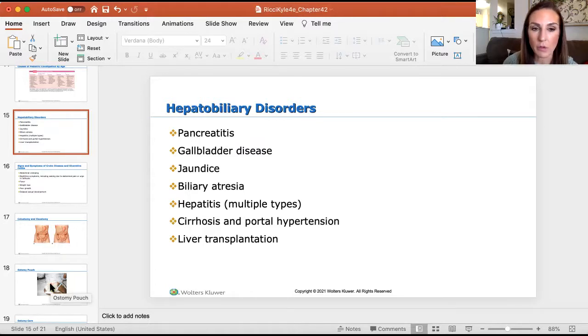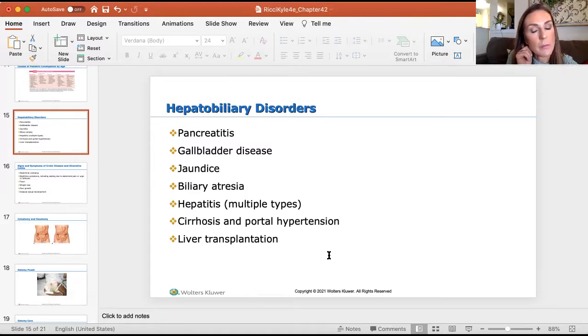Newborn jaundice is the most frequent. That's obviously a liver disorder, but the liver is part of our GI system. Biliary atresia, I want you to look that up. Hepatitis, look those up. There are different types. You can look those up in your book.